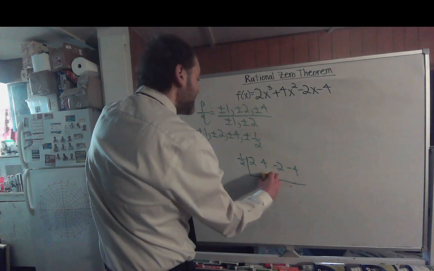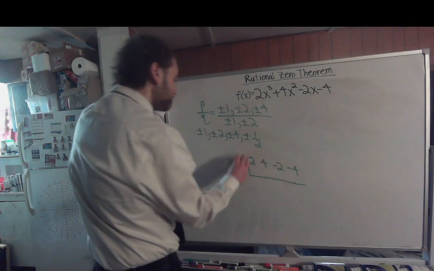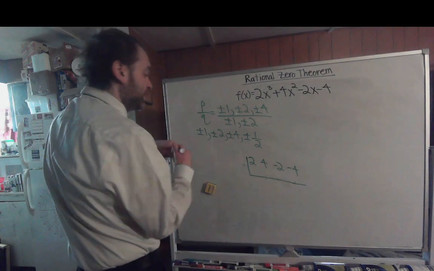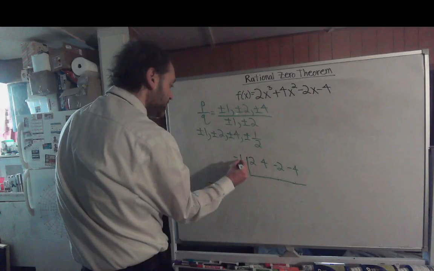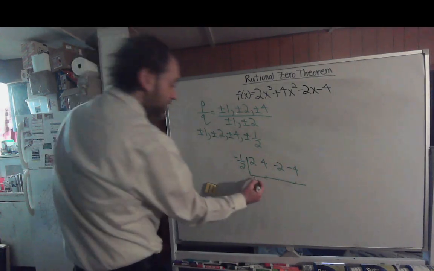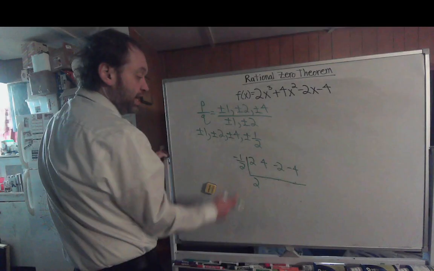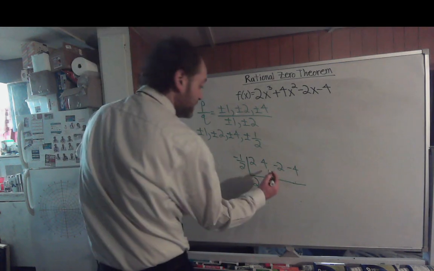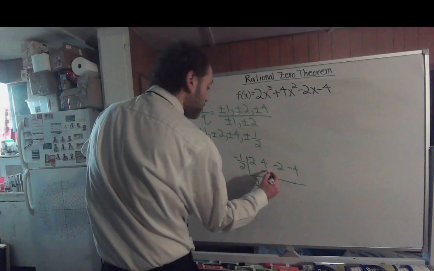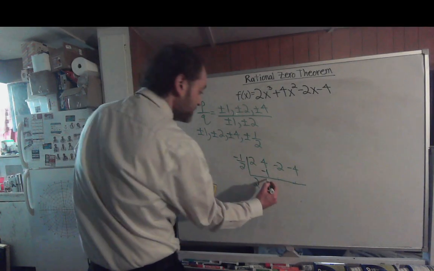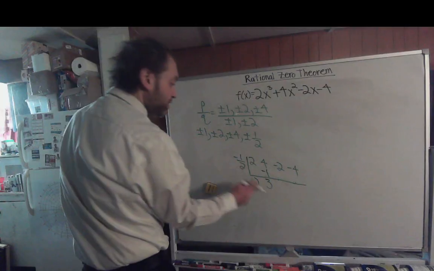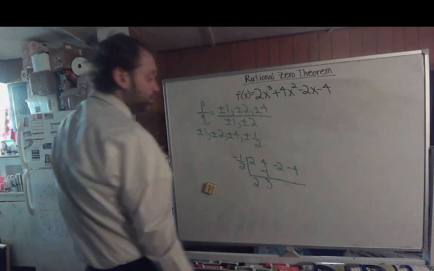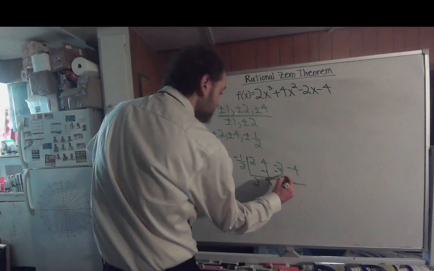Well, let's try negative 1/2. I don't know why I did that, I could just put a negative sign in front of it. Alright. So bring down your 2. Negative 1/2 times 2 is going to be negative 1. Now, 4 minus 1 is 3. Negative 1/2 times 3, well, that's negative 3/2.